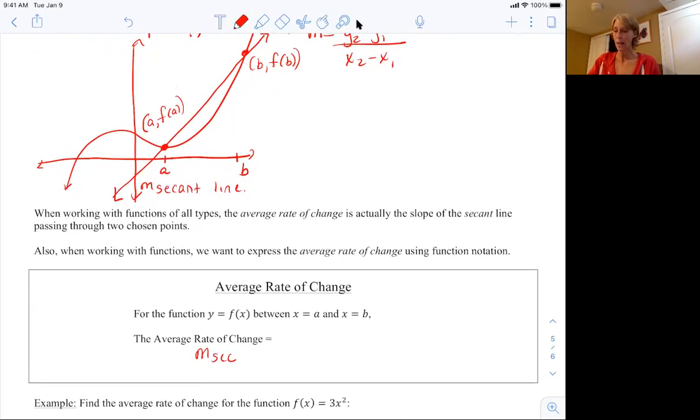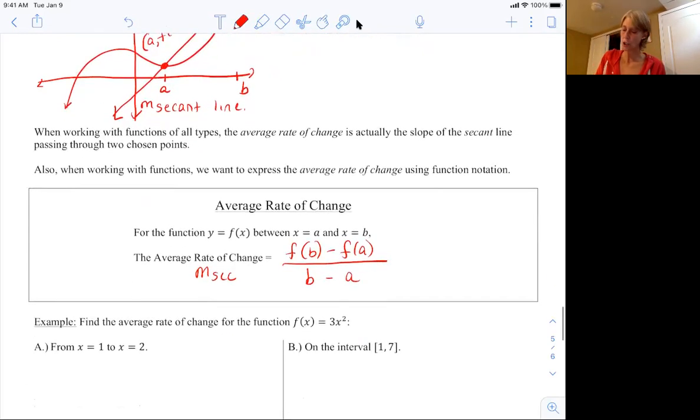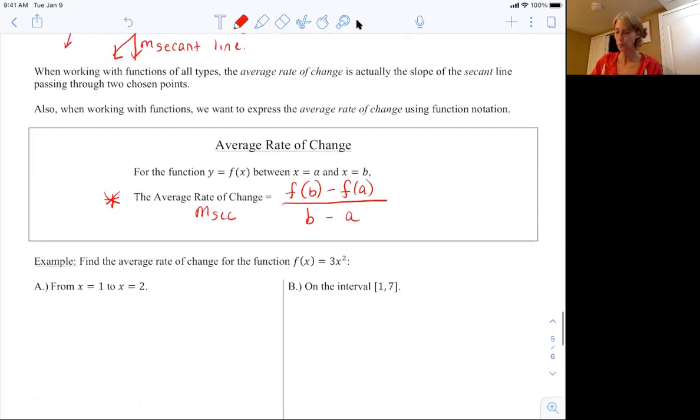It becomes y2 minus y1, f of b minus f of a, over x2 minus x1, over b minus a. And we want to start to show our substitutions into the average rate of change formula because we're going to really be using that concept next year.